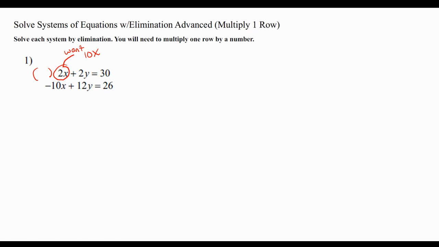So if I multiply my top row by a 5, I will get what I want, a 10x, because 5 times 2x is 10x. So that's what I'm going to do. That's how I decide to use a 5. Because once I go 5 times 2x, I'll get a positive 10x, and we'll be able to eliminate those, right? But before we do that, you have to multiply every single item in the entire row by 5. All right, so I'm going to go this way, crossways, so that would be 10x plus 10y is equal to, and 5 times 30 is 150.